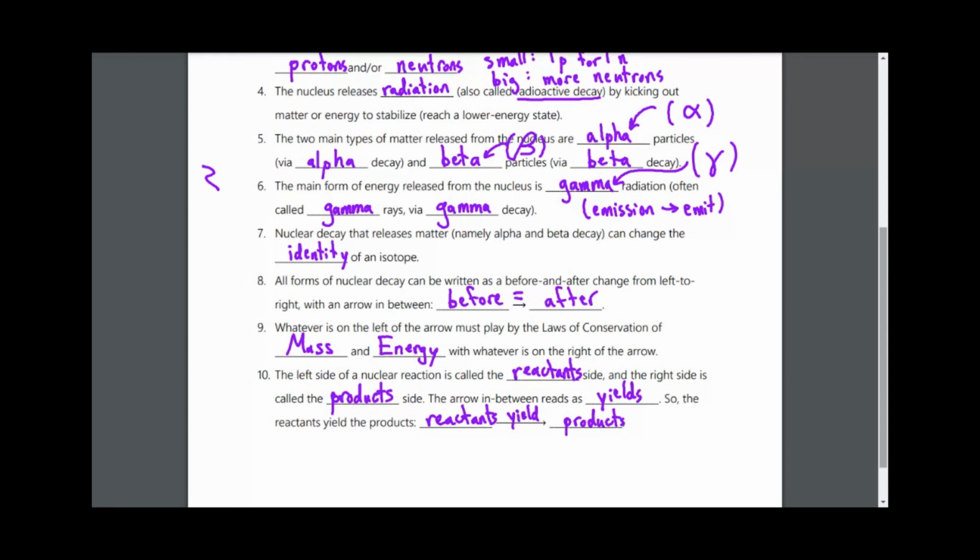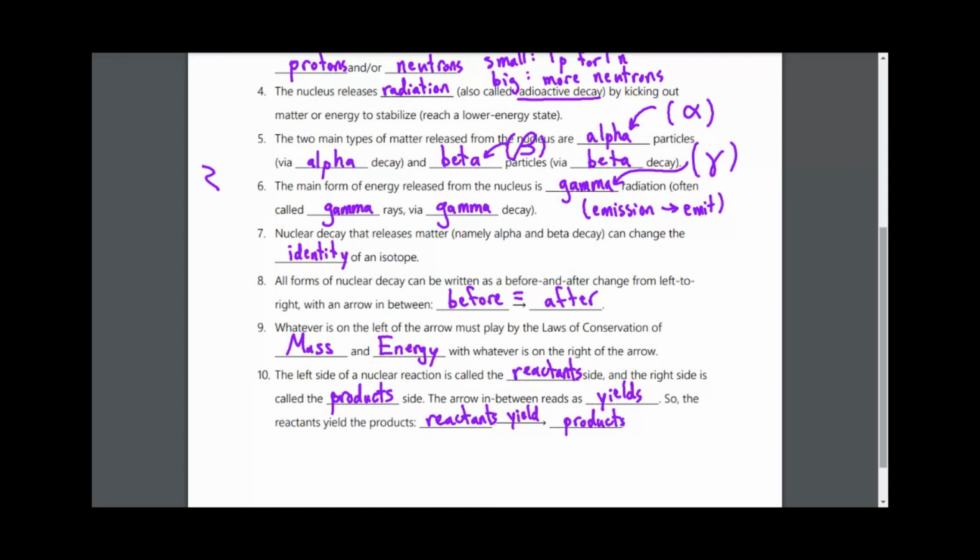So when we have matter kicked out of the nucleus, we want to keep track of that. We want to balance the books and make sure that everything is there. We haven't just all of a sudden lost matter, or all of a sudden have more matter out of nowhere. And same goes for energy. So whatever is on the left side of the arrow has to show up somewhere on the right side of the arrow. The way we usually keep track of that is by looking at the mass number and the atomic number. And we'll go through some examples here in a bit.